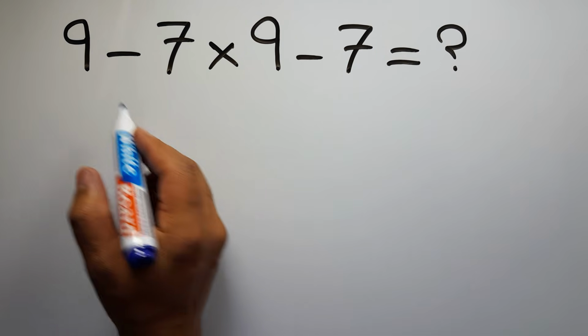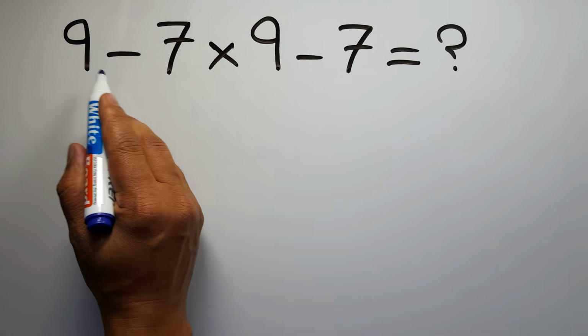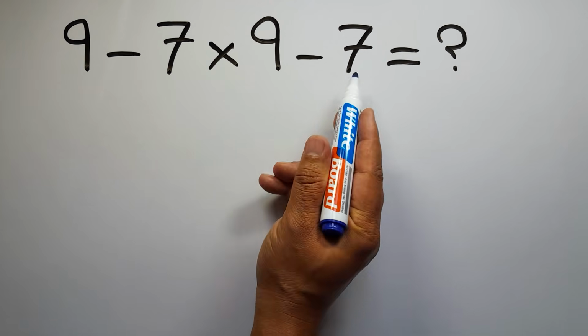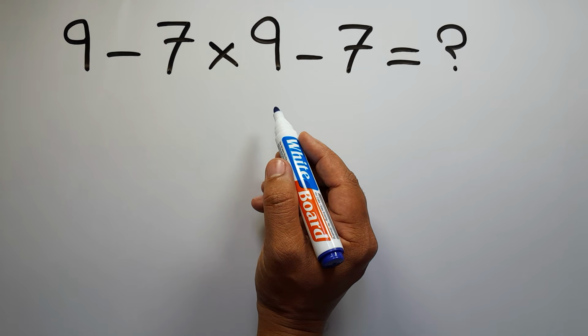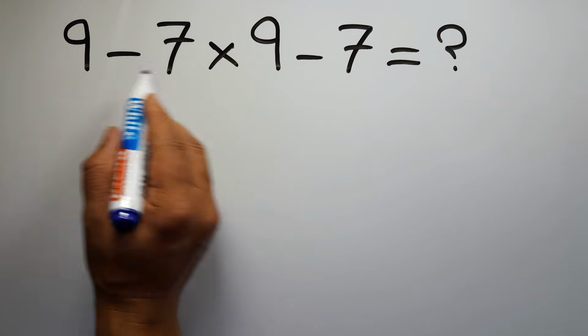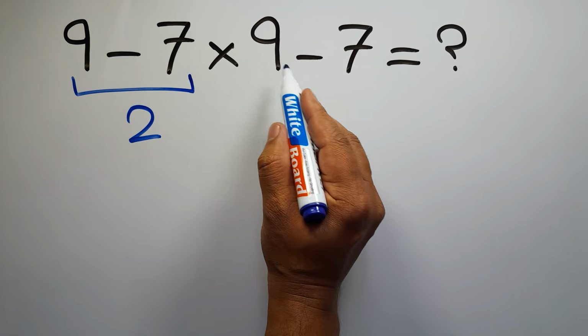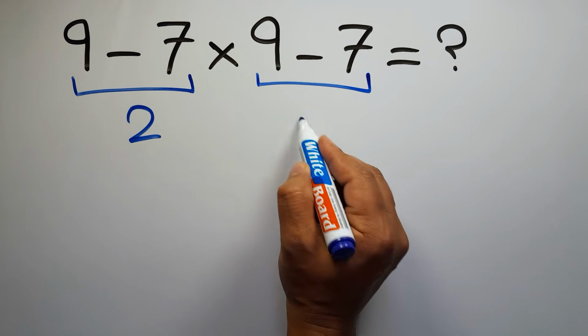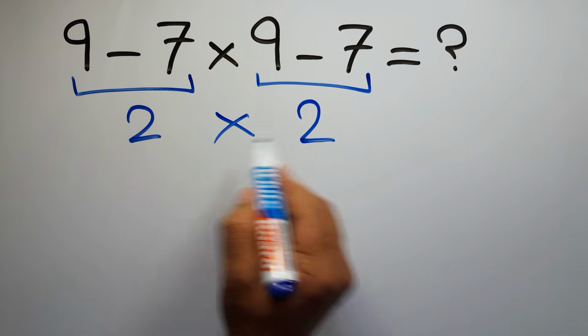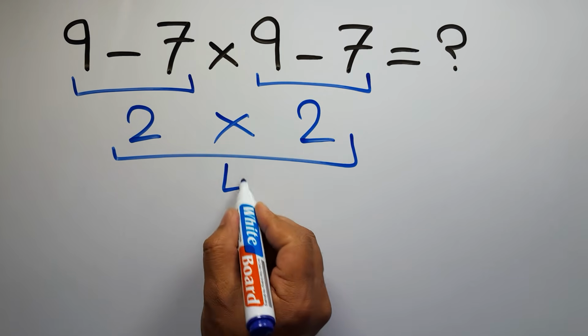In this video, we want to find the value of this expression 9 minus 7 times 9 minus 7. Are you ready to solve? Let's go ahead and get started. 9 minus 7 gives us 2. And again here we have 9 minus 7. So 2 times 2 equals 4.